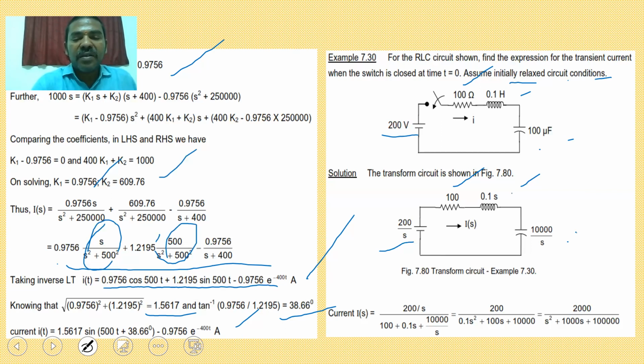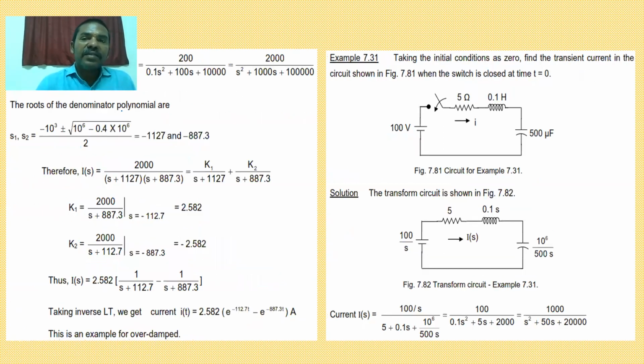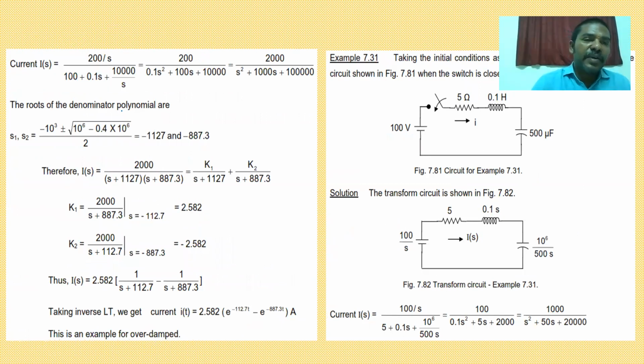The current value is equal to voltage divided by impedance. So 200 divided by s, overall division with 100 plus 0.1 s plus 10 power 4 by s. So finally you can get 2000 divided by s square plus 1000 s plus 10,000. So now the denominator is a second order. For this one, you are writing the expression.